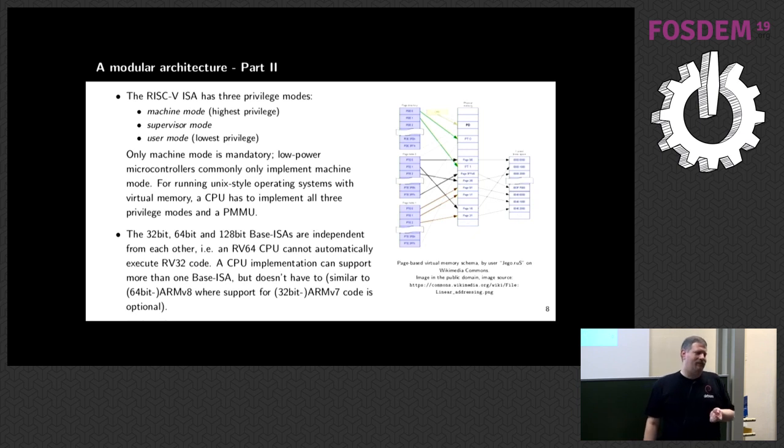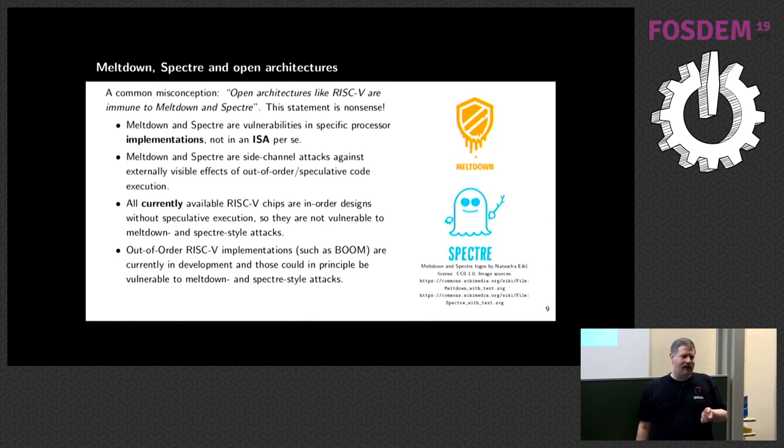Short side note on Meltdown and Spectre. In discussions about RiscV, often people claim, yeah, RiscV is the solution to Meltdown and Spectre. It's an open architecture. We won't have any problems with that. It's just nonsense, because Meltdown and Spectre are implementation bugs. They are not a bug in the design of the instruction set architecture, but in specific chip implementations. Currently we have no RiscV chips which do speculative execution, which is the base for Spectre and Meltdown, so currently there is no RiscV chip that's vulnerable. Nobody can guarantee that that won't happen in the future when we get chips that do speculative execution.